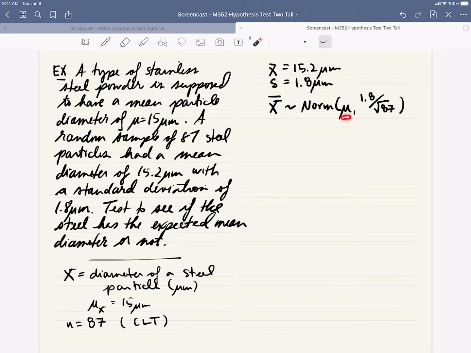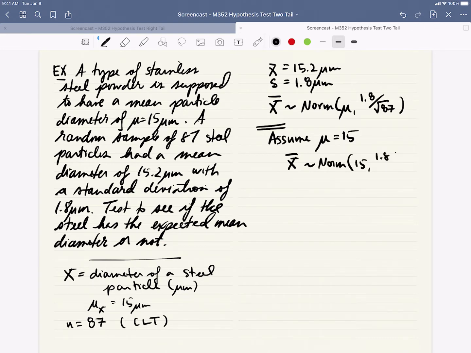Now the question is, what mean do we use here? Well, this is where our hypothesis test starts. So we're going to assume that the mean for our population is what it's supposed to be. We're going to assume it's 15 micrometers. And under that assumption, our sample mean has a normal distribution with mean 15 and standard deviation 1.8 over root 87.